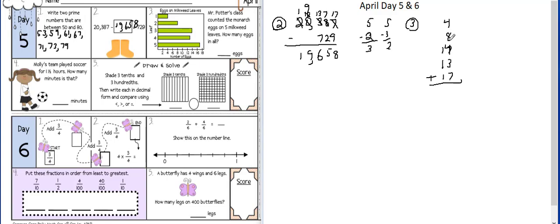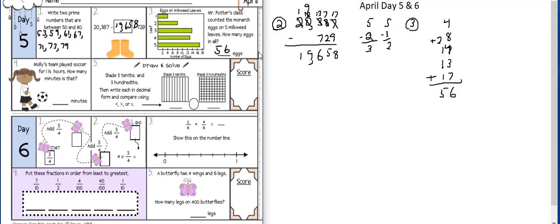4 plus 8, 12, plus 4 more, 16, 17, 18, 19. 19 plus 7 would be 26. Carry my 2. 1, 2, 3, 4, 5. 56. 56 eggs in all. All right, number 4. Molly's team played soccer for 1.5 hours. How many minutes is that?